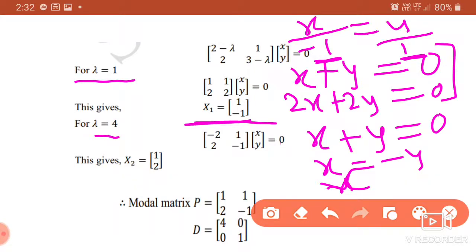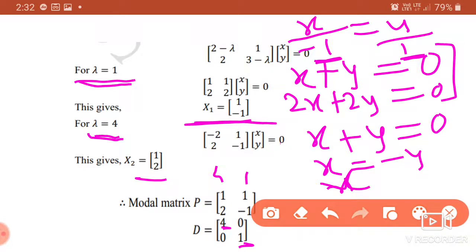Similarly for lambda equal to 4, again you will get only one equation, because for a 2 cross 2 matrix we always get only one equation. So another eigenvector is (1, 2). So the first column is (1, minus 1) and the second column is (1, 2). You can write any column first, only the corresponding eigenvalue you have to write first. So (1, 2) is related with lambda equal to 4, and (1, minus 1) is related with lambda equal to 1. So we have to write 4 first in the diagonal matrix and then 1.